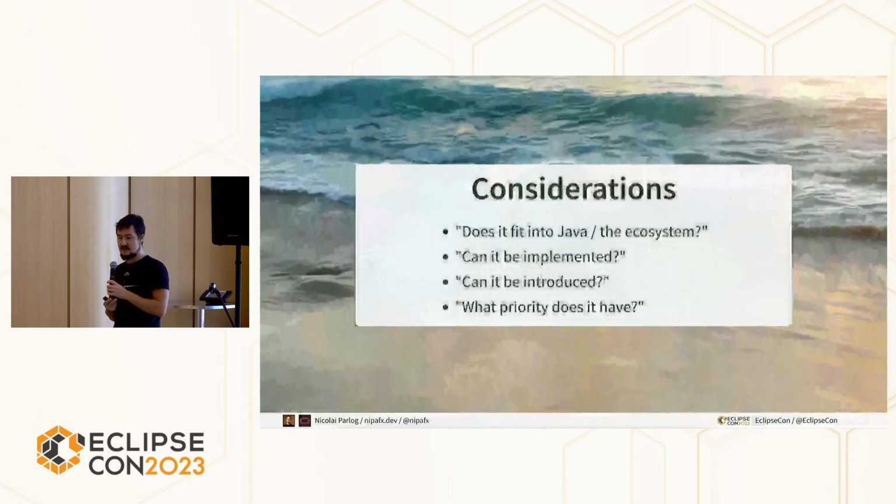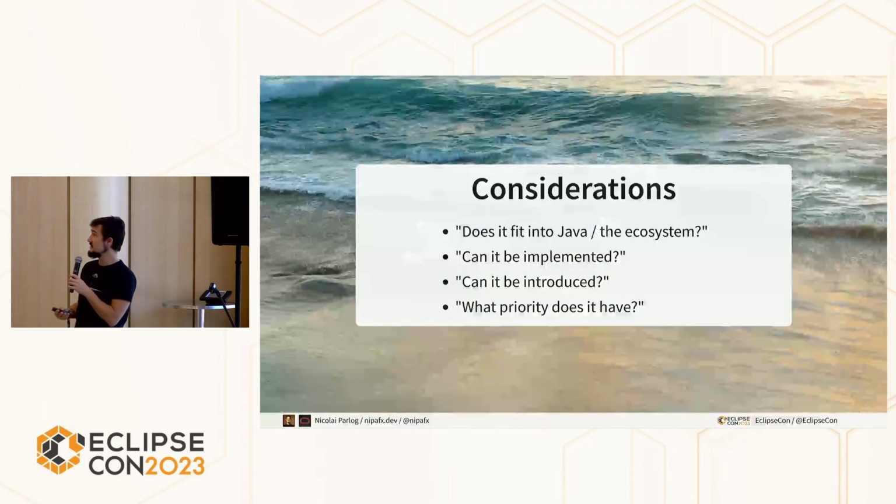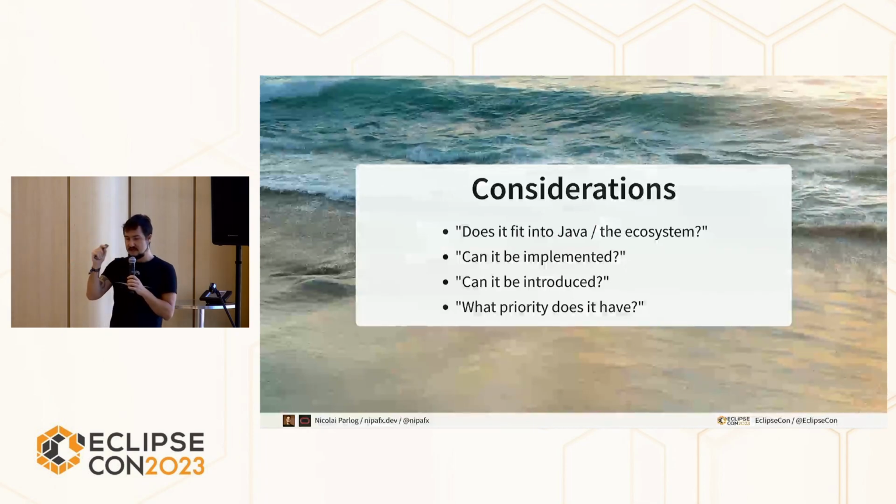So the considerations are, does this fit into the Java and the ecosystem? Can it be implemented? Can it be introduced? Is there a way from where we are to where we want to be? Generics are a great example in that. Generics clearly were designed in a way that allowed old code to still compile and the entire ecosystem to start using generics in a decentralized manner where everybody could start using generics without everybody else also having to do it.